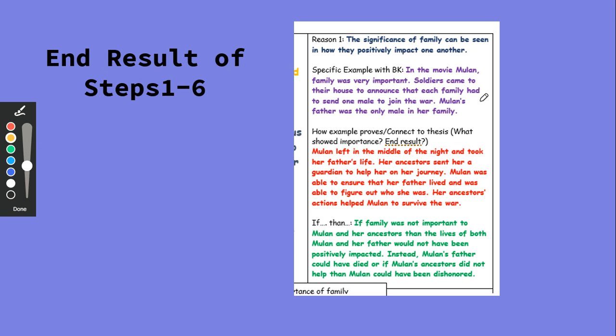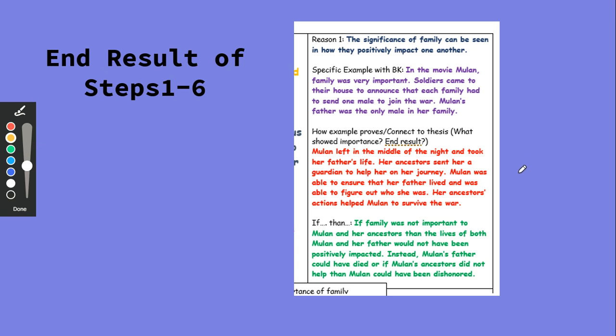what is needed to be able to say, well, what showed importance? What showed family was important? And what was the result? Well, Mulan left in the middle of the night and took her father's place. Her ancestors sent her a guardian to help her on her journey. Mulan was able to ensure that her father lived and was able to figure out who she was. Her ancestors' actions helped Mulan to survive the war.